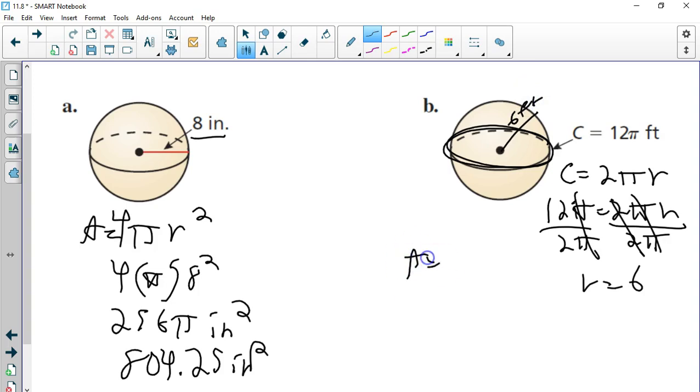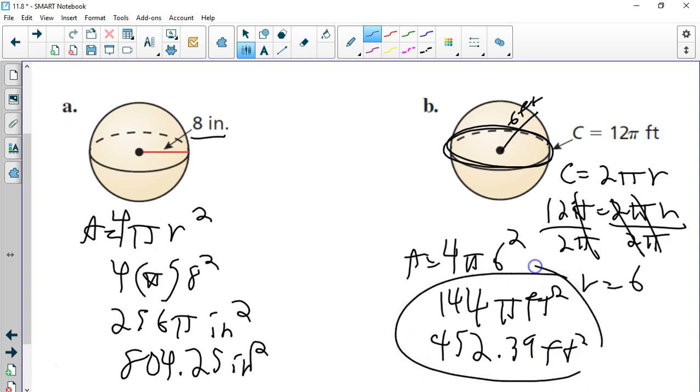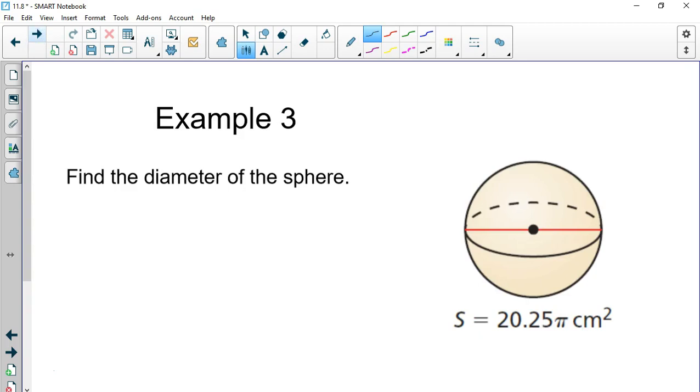So area equals 4 times pi times the radius squared. So 6 times 6 is 36. 36 times 4 is 144 pi feet squared. Now if we multiply that out, we get 452.39 feet squared. Final answer. So either one is fine. Remember, pi is the exact answer. A decimal is actually an approximation.